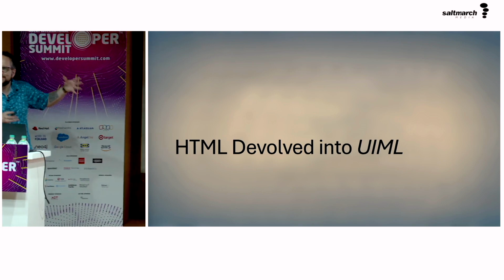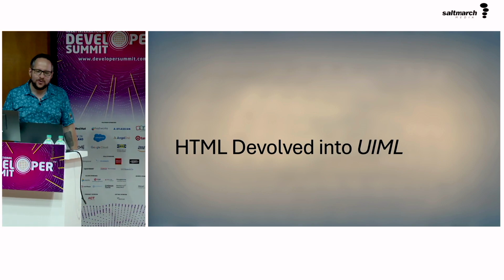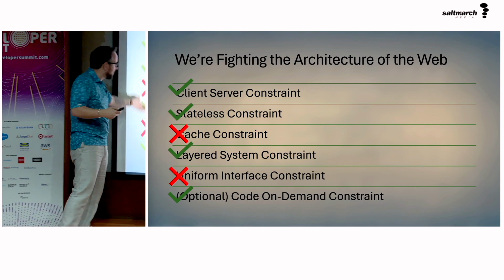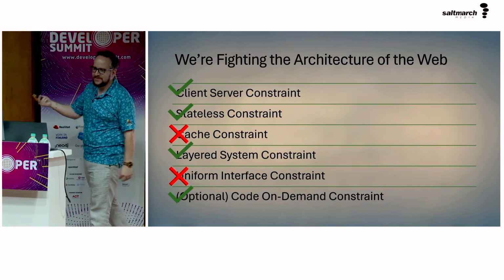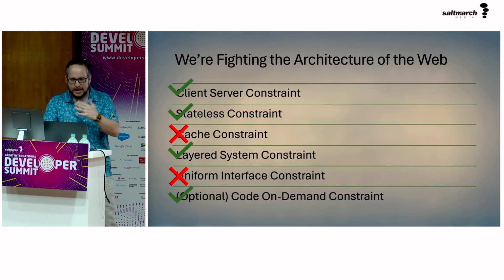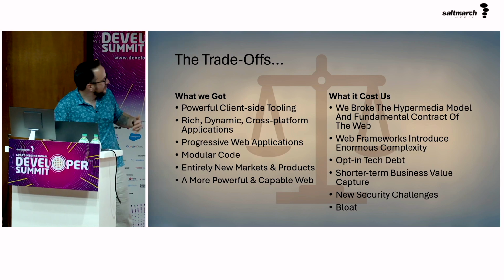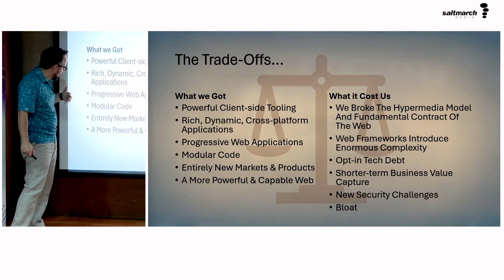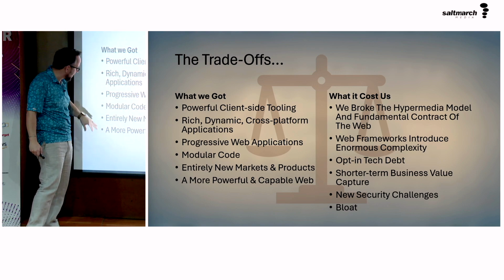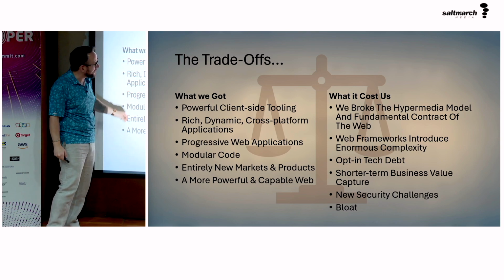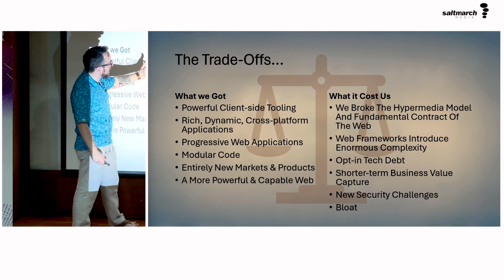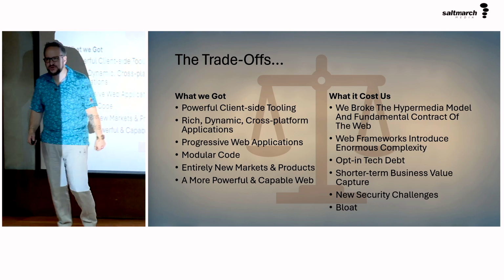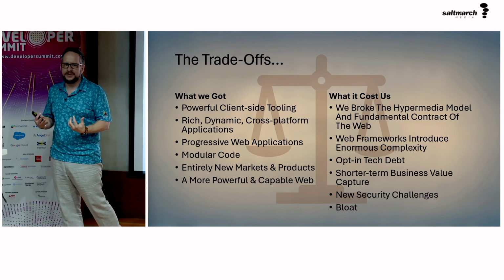And in the process, like maybe that wasn't so bad, but in the process, we had to reinvent a lot of what hypermedia gave us for free because Roy Fielding defined REST by these constraints, and we violate at least 2 of them on a regular basis. But it works. So we got cool things. We got great apps, rich dynamic cross-platform applications, PWAs, modular code, entirely new markets and products, a more powerful and capable web. But we broke the hypermedia model. We broke the fundamental contract of the web. And every time we do that, things happen.